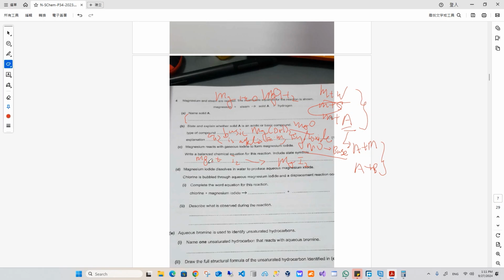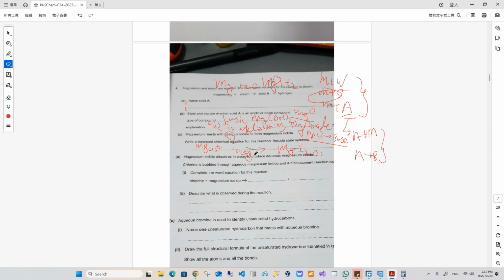Now the states. Iodine is solid at room temperature and pressure, so I think it's solid. Yeah, it's crystal. No, it's gaseous iodine, so G. For magnesium they didn't say anything, so just put solid. Iodine is supposed to be solid at room temperature and pressure, but they use gaseous iodine. It makes sense. So that's the idea, magnesium iodide, and anyway this is balanced.